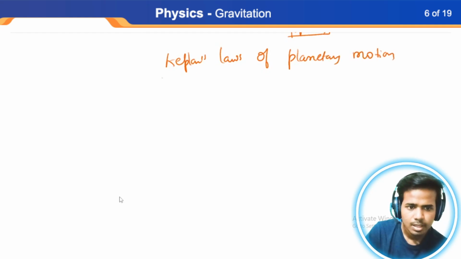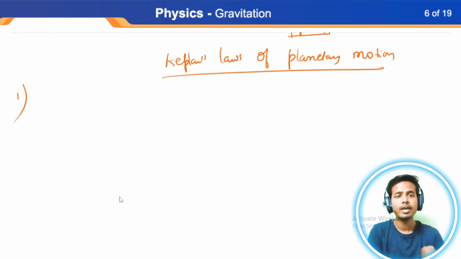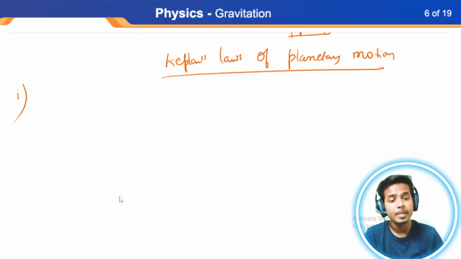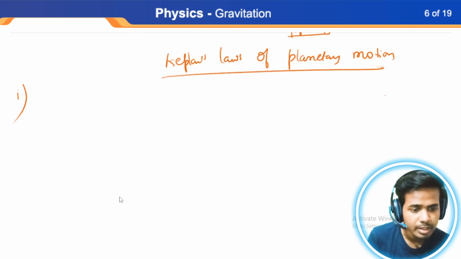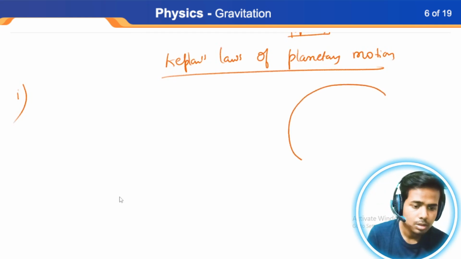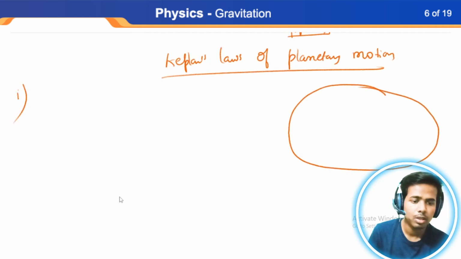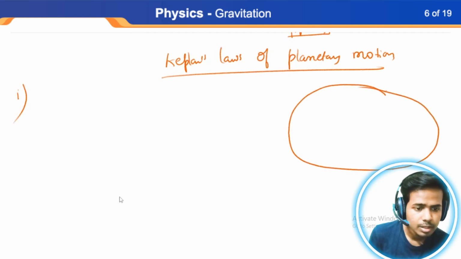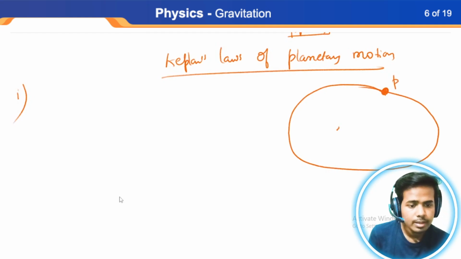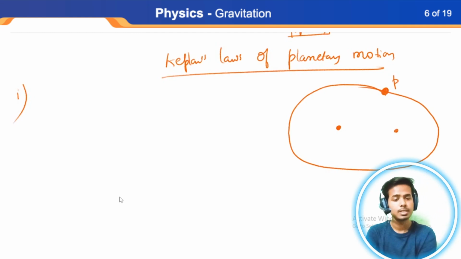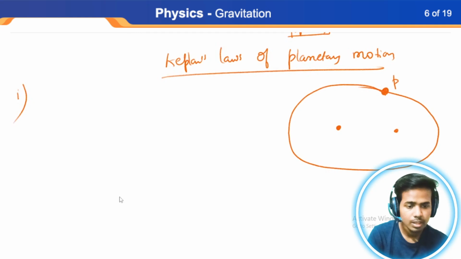What this says is, the first law says that every planet moves around the sun in an elliptical orbit, not a circular orbit that we assumed till now. Elliptical orbit. And let's say this is the planet P, then the sun is either on this focus or that focus, either on one of the foci.